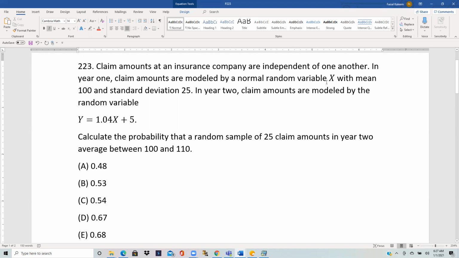So X is normal and Y is a linear combination of X. A linear combination of a normal variable is also normal, so Y is also normal. And we are focused on Y because we're talking about the average of 25 claim amounts in year two, and Y is the claim amount in year two.